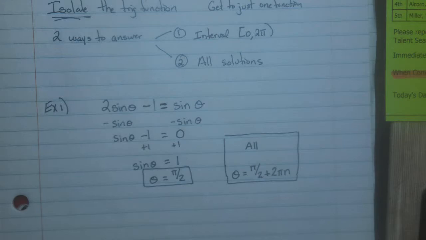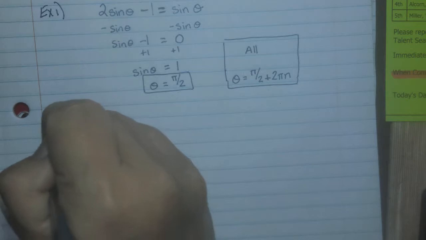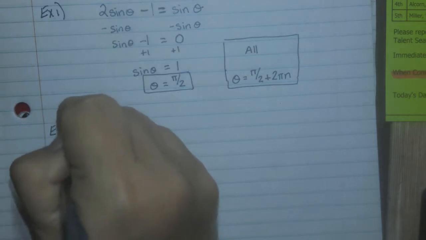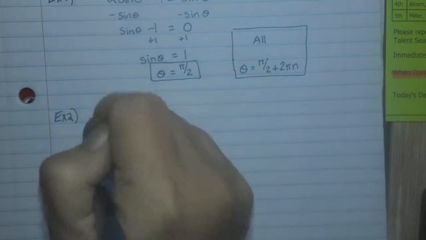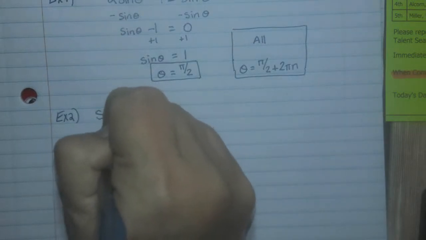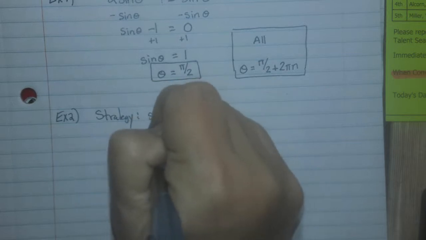All right. But sometimes it's not as simple as that one. So example 2 that I'm going to give you is going to use a strategy. The strategy that I'm going to use here is going to be to square both sides.